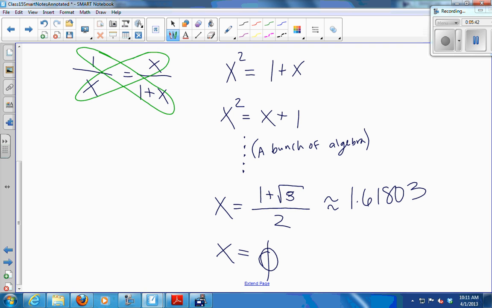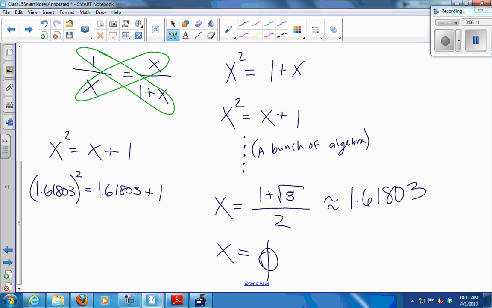So phi is the number that makes this equation true. x squared equals x plus 1. Right? So if phi is the solution, then when I plug it in, this equation will be true, right? You guys remember checking your work in an algebra class where you take your answer and put it in here? So this says that 1.61803 squared should equal 1.61803 plus 1.